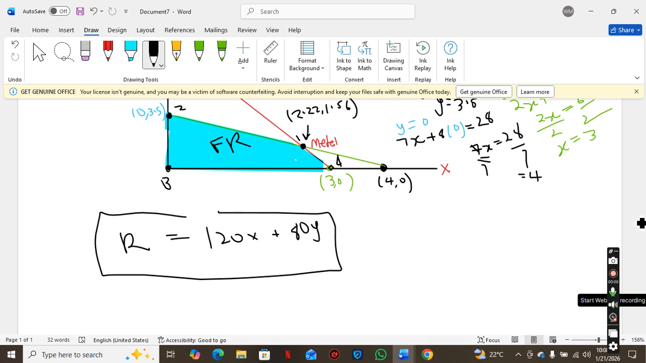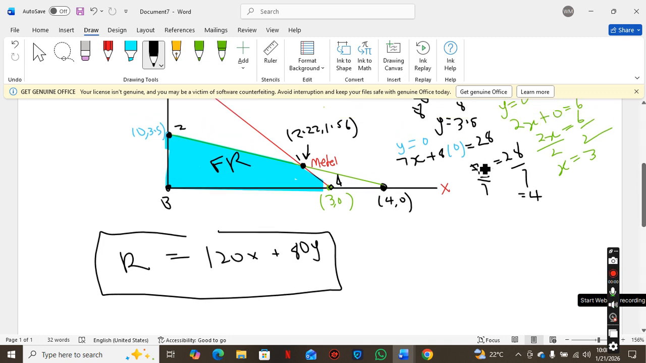Now in an exam, you're not going to have time to test point 1, then point 2, then point 3, then point 4. Just use where the lines have intersected here, this 2.22 and 1.56. Just use this one. Majority of the times, it's the one that will give you the highest revenue. Where there's the intersection. Okay.